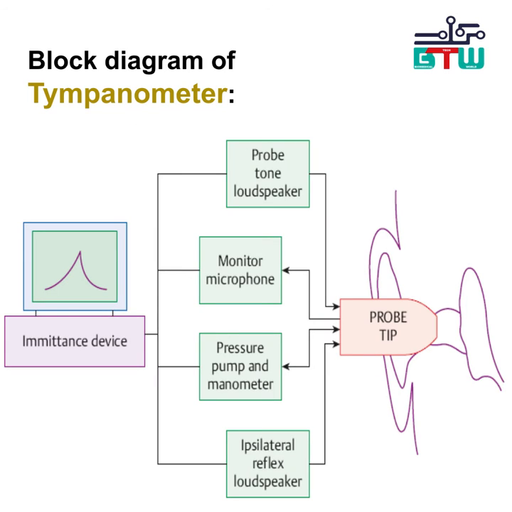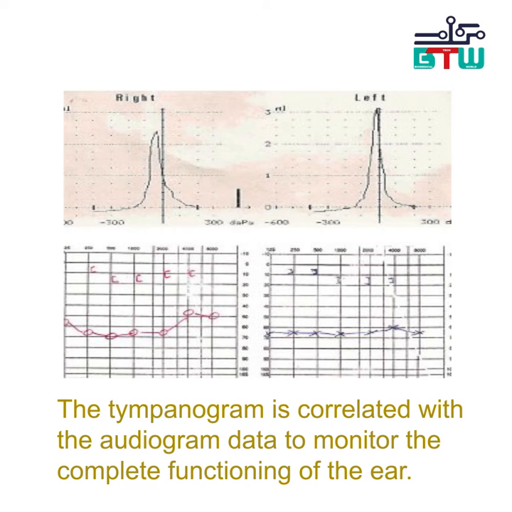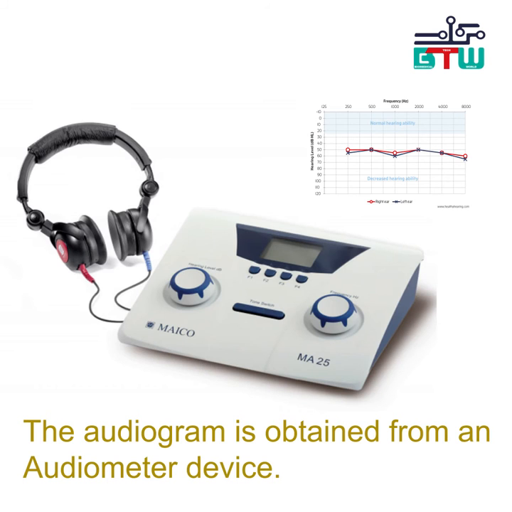Have a look at the block diagram of the tympanometer assembly. The tympanogram is correlated with the audiogram data to monitor the complete functioning of the ear. The audiogram is obtained from an audiometer device, which we will cover in another video.